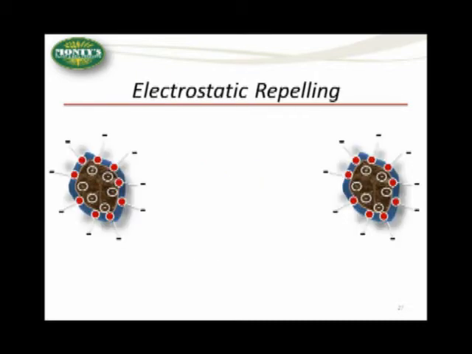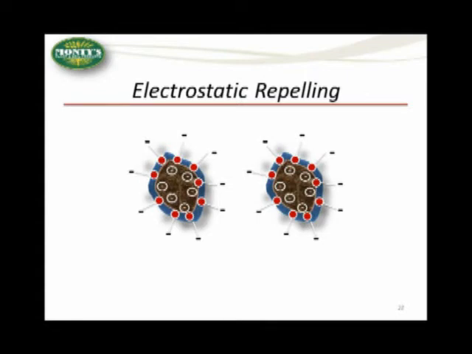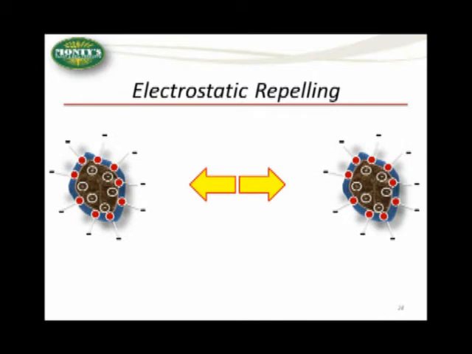Now we want to talk about electrostatic repelling. So in this particular case, you have these particles that have negative charges on the outside of them, relatively speaking. And so as these particles begin to come in contact with each other, there is a natural electrostatic repelling force, just as if you took the two like poles of a magnet and tried to push them together. There would be that repelling force. And so this, again, is one of the mechanisms that enables decompaction within the soil.